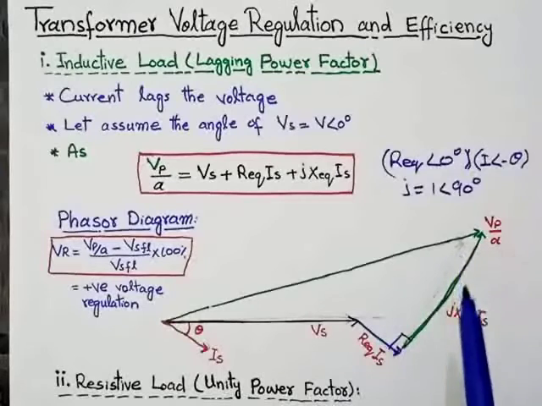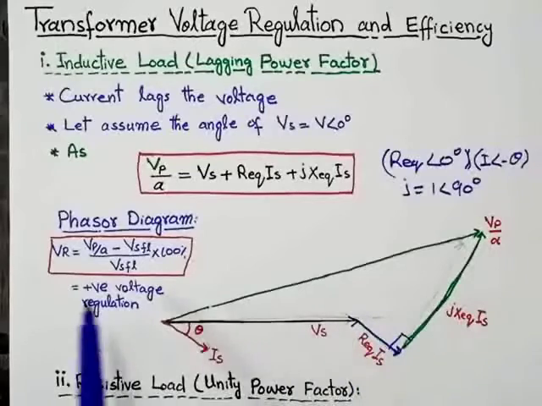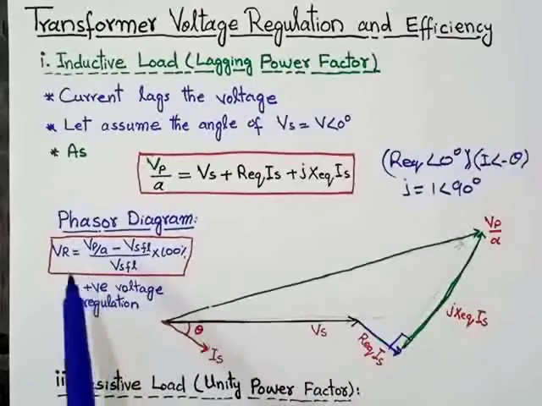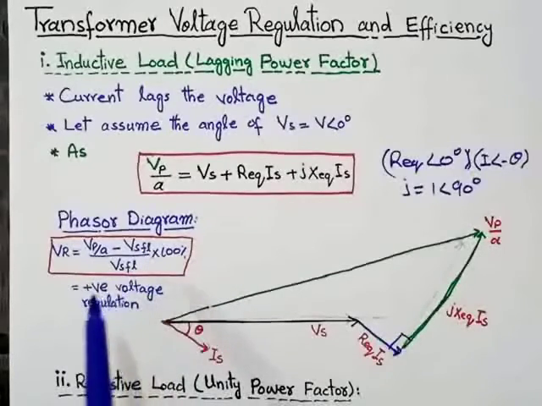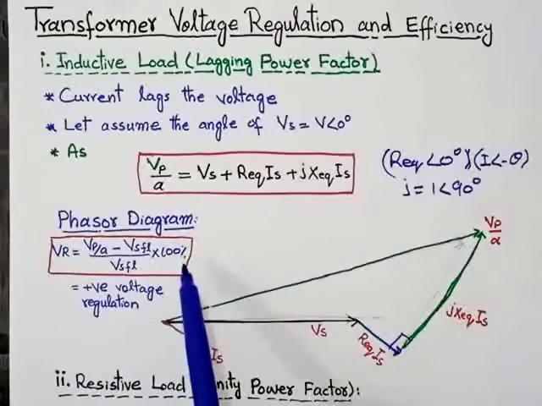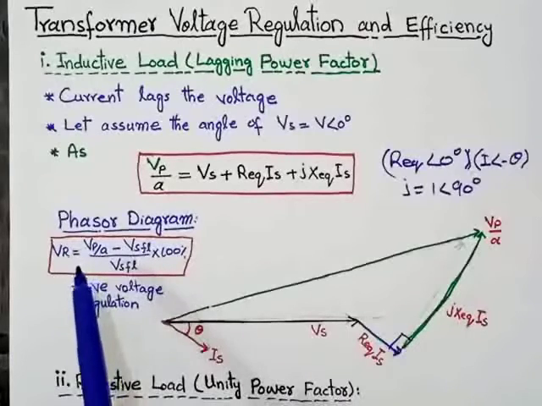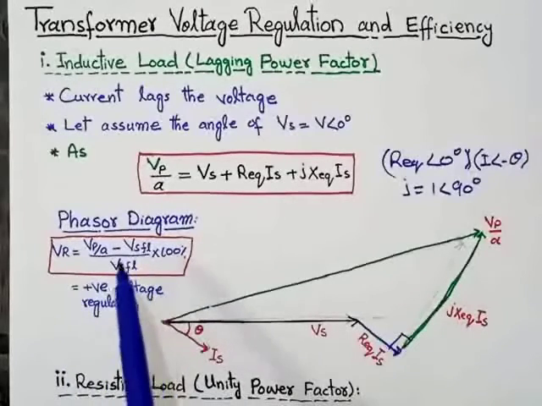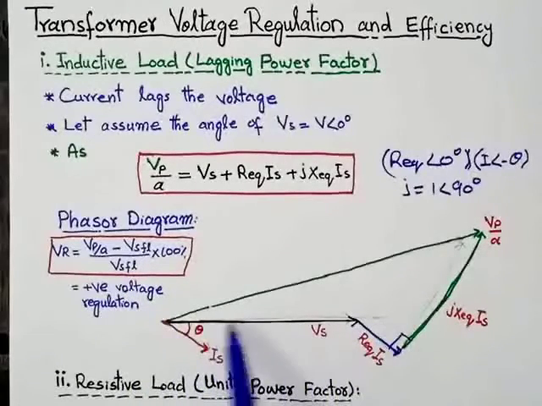Now, as you can see in this phasor diagram, as we know, voltage regulation is equal to Vp over a minus V secondary at full load, divided by secondary voltage at full load, into 100. So in case of no load, this is the no load secondary voltage. When we connect the load, this is the secondary voltage at full load condition. As you can see in this diagram, this is the no load voltage.